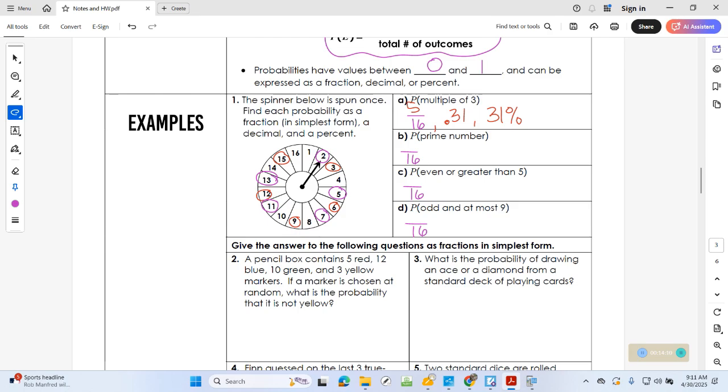Okay, count them. What about 3? Is 3 prime? Yep, divisible by 1 and itself. So I'm going to kind of double circle that guy. So count them. 6. Now, okay, 6 out of 16, we can reduce that. What's 6 out of 16 reduced to?